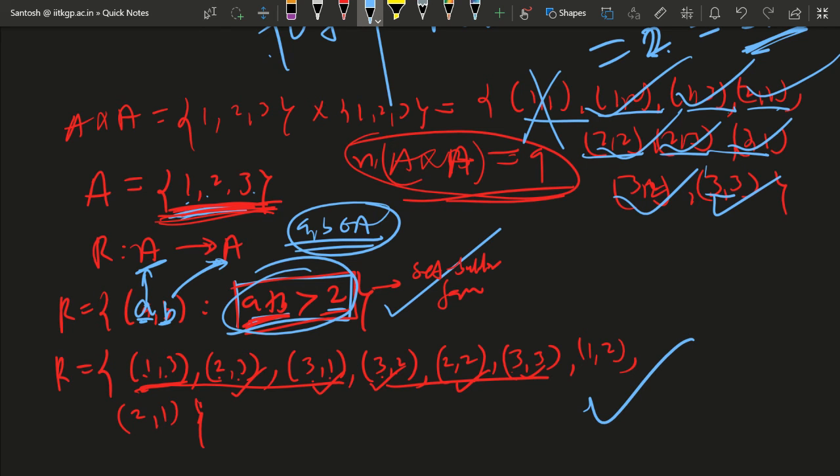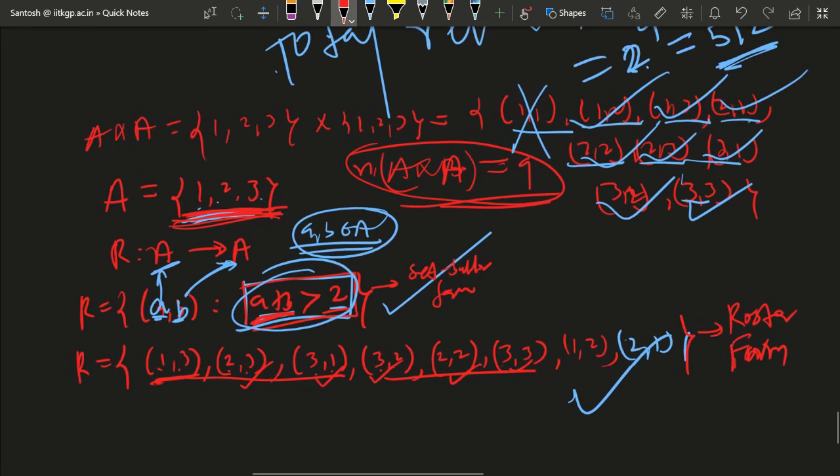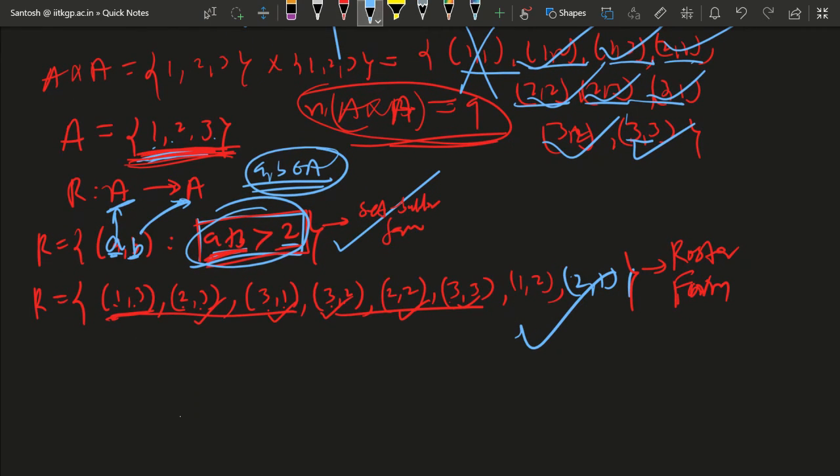Okay. So this form is called, like, I will write (2, 1) here and remove it from there. So this form is called roster form.